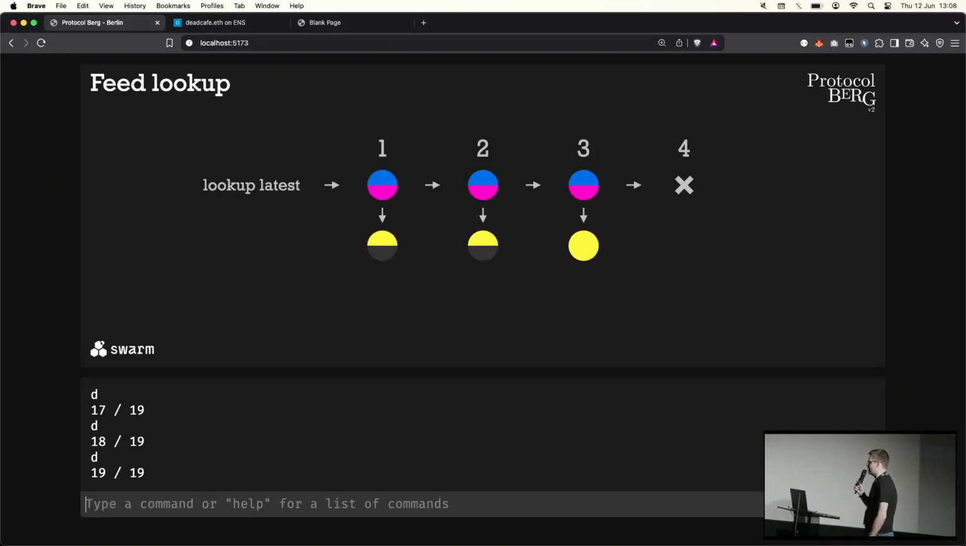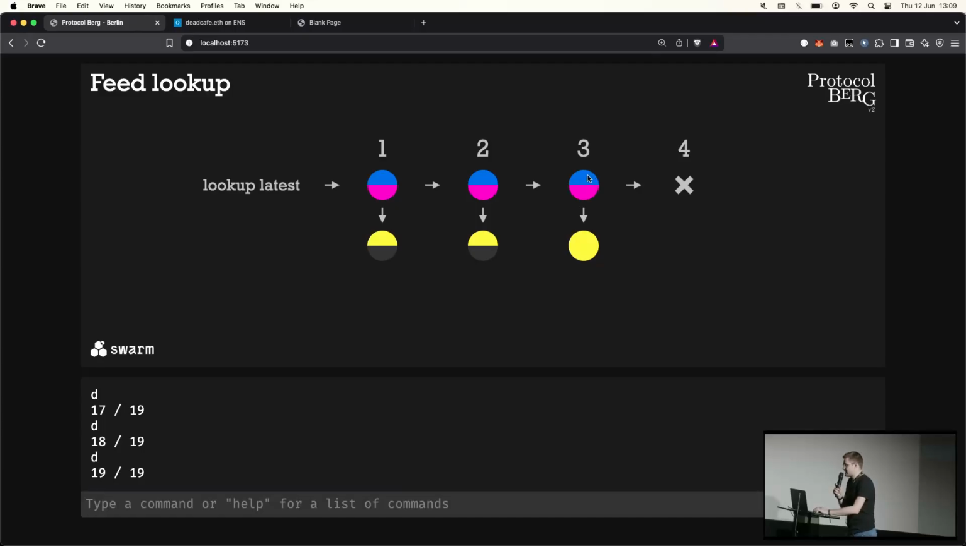So here's a quick visualization of it. You have the address of a feed, so you want to look up the latest version of the resource behind that feed. Okay, so you go to the first single owner chunk, which follows the conventions of a feed, and see that it exists. Cool. That means you go to the next one that also exists. You go to the next one, exists, and you go to the fourth index, which gets you a 404. So you go back to the previous one, mark that as the latest.